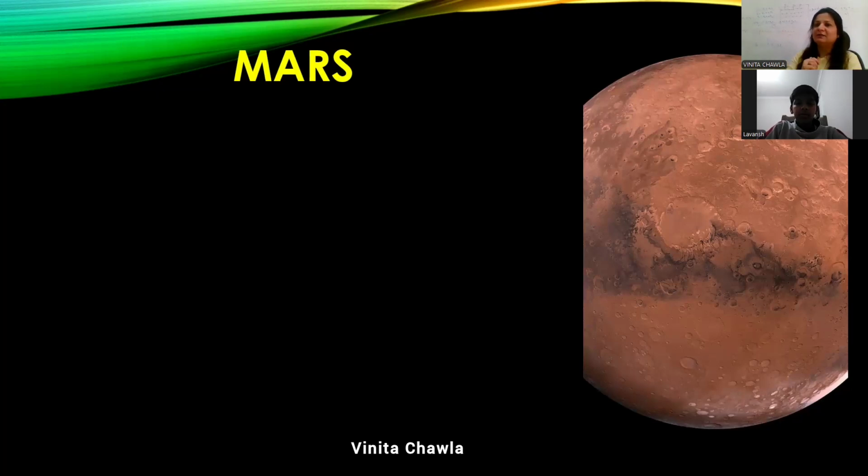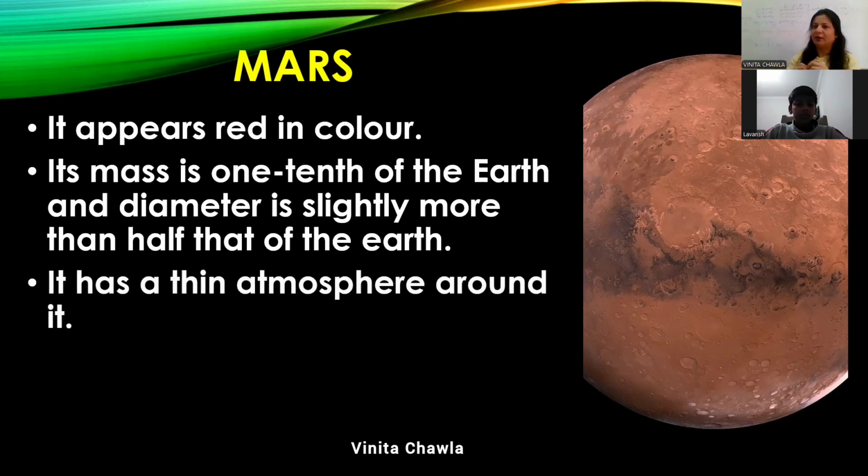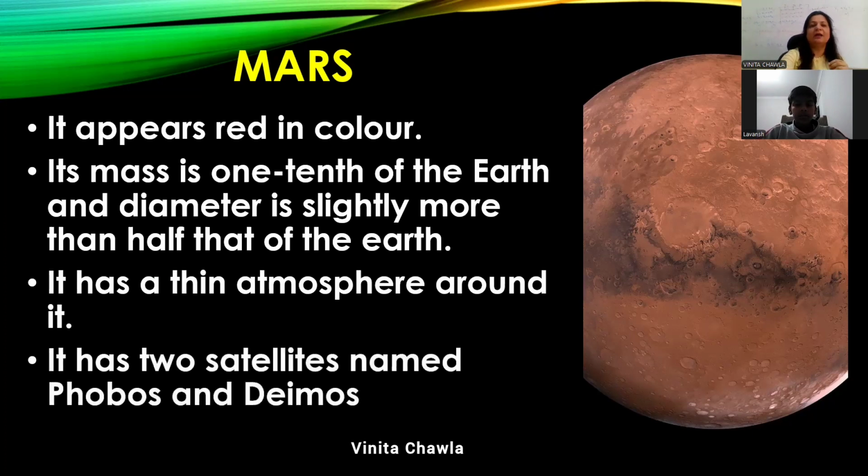So our next planet is Mars. Mars is also called the red planet. It appears red in color, and its mass is 1/10 of the Earth. So diameter signifies the size of the planet in this case, right? Because planets are spherical in shape. It has a very thin atmosphere around it, and it has two satellites named Phobos and Deimos. These are the natural satellites of Mars.